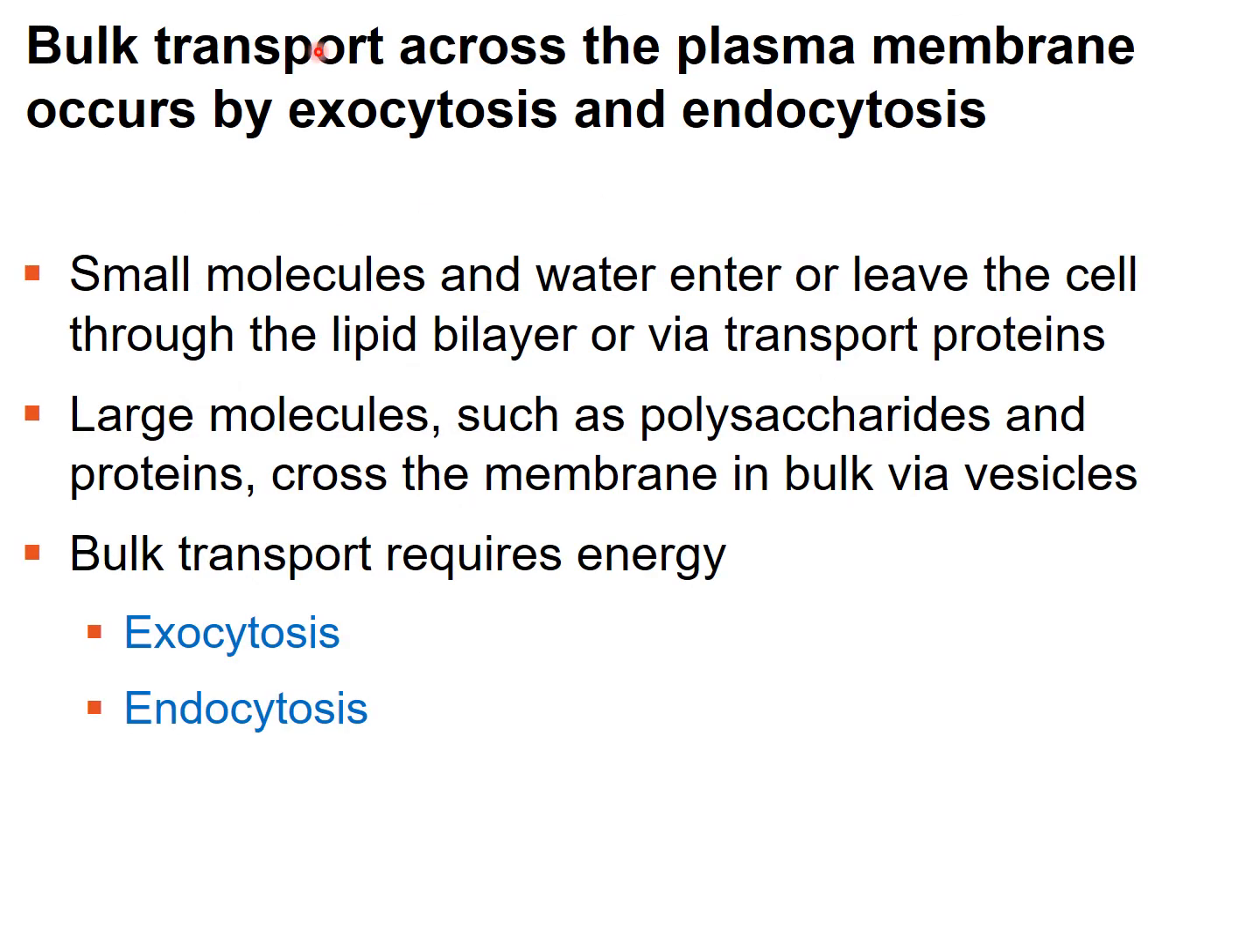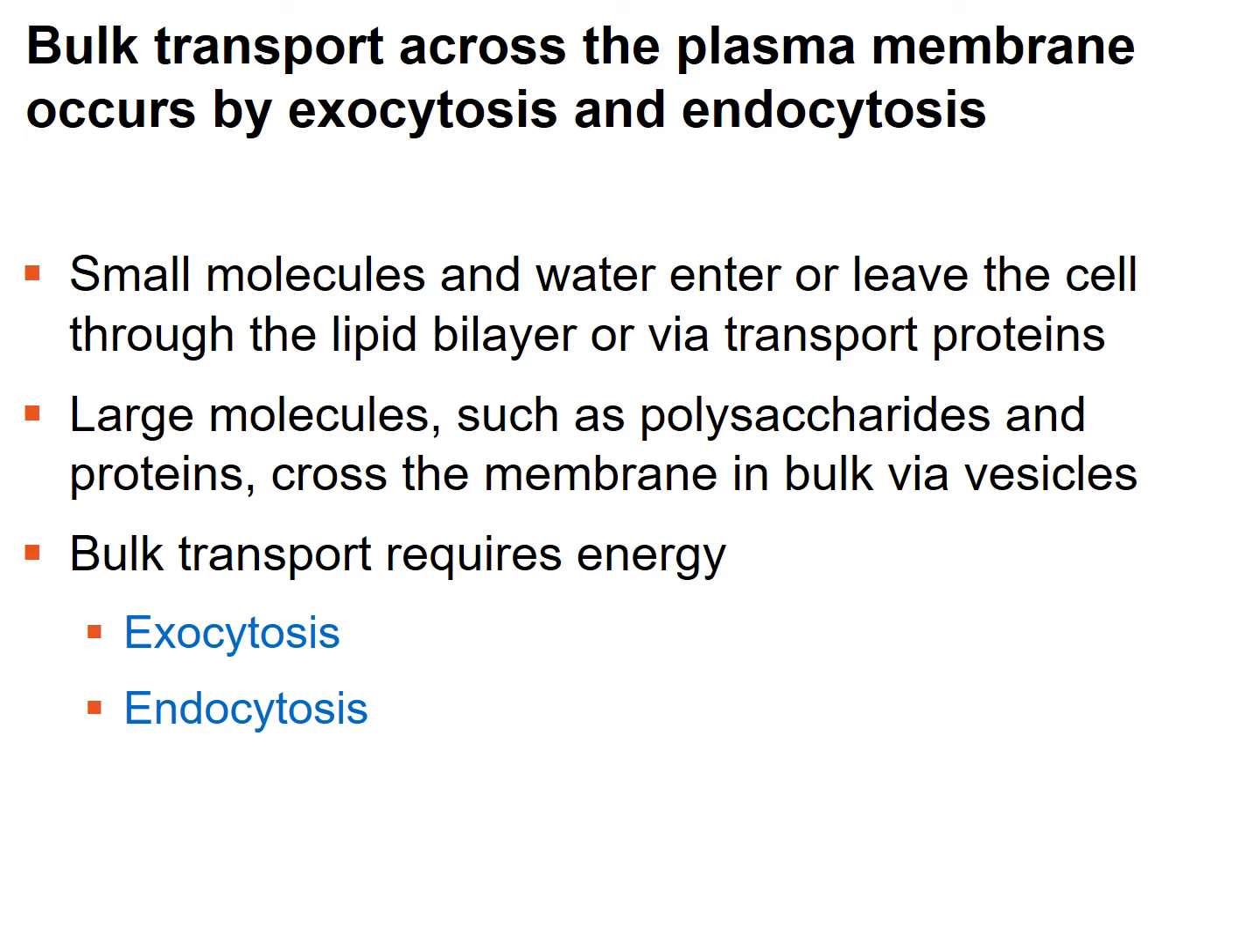All right, so let's talk about bulk transport. Bulk transport is a way to move lots of small molecules and water into the cell, or maybe out of the cell, right? And also large molecules like polysaccharides and proteins. So there's two major types of bulk transport. There is exocytosis and endocytosis. Both of them require energy. So these are forms of active transport.